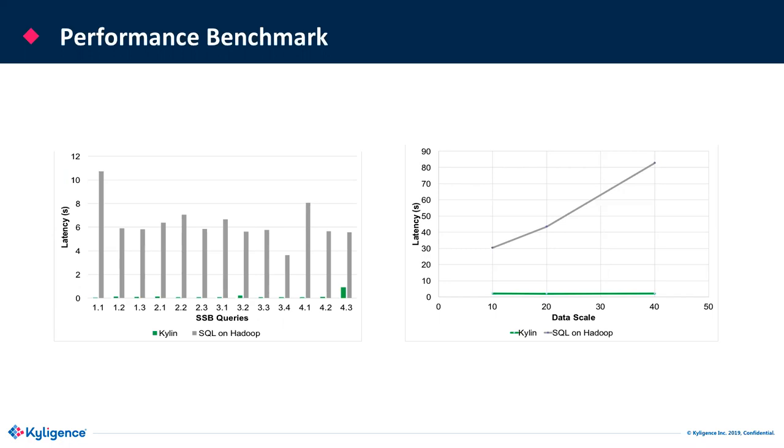On the right side, it shows that query performance of Apache Kylin does not change much with the data volume growth. That's the magic of pre-calculation. In fact, it is a true advantage compared to any MPP SQL on Hadoop solution.